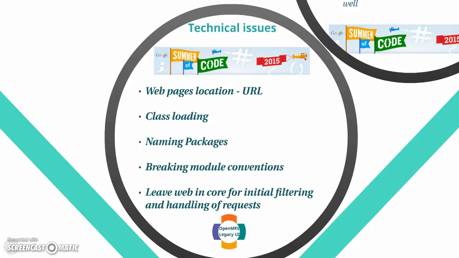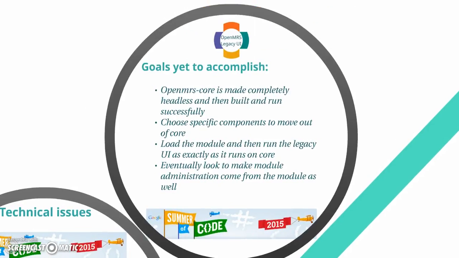Here are some goals yet to be accomplished. OpenMRS Core should be made completely headless and then built and run successfully. Specific components have to be categorized, which should move out of Core and which should stay back. Load the module and run the legacy UI as it is on Core.